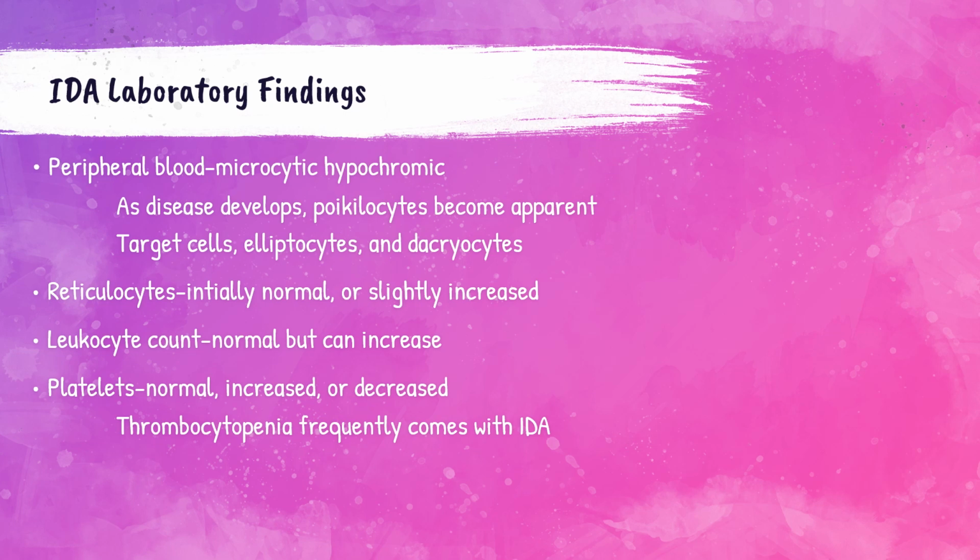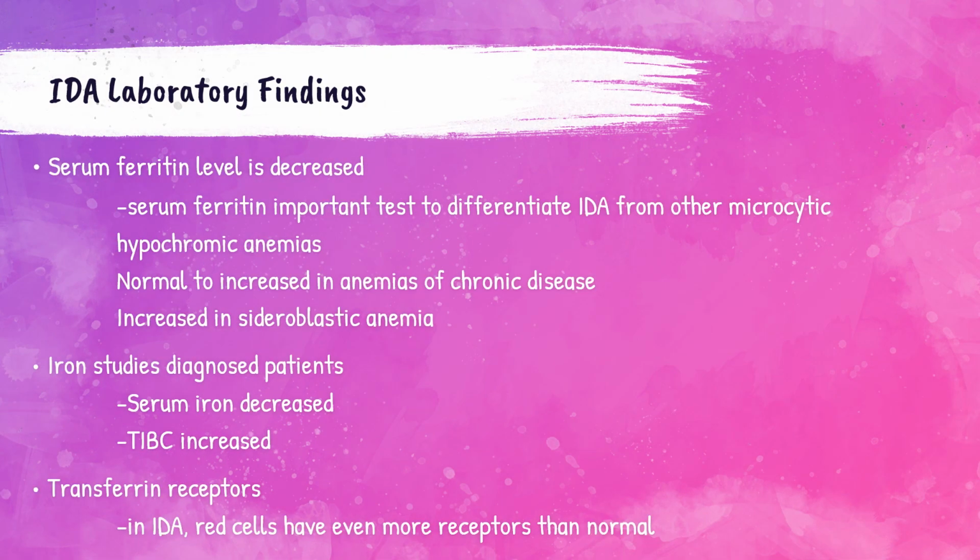At the last stage of IDA, you may find reticulocytes. White blood cell count is usually normal, but it can be increased. Platelets can be normal, increased, or decreased, but are frequently decreased with IDA. In terms of laboratory findings, an important test for IDA is serum ferritin. Serum ferritin will be decreased in iron deficient anemia patients. This helps to distinguish it from other microcytic hypochromic anemias, as anemia of chronic disease will have normal to increased levels of serum ferritin, and it will be increased in sideroblastic anemia. Serum iron will be decreased, and TIBC will be increased in patients with IDA. Transferrin receptors will be increased in patients with IDA because, again, the body has been trying to compensate for the lack of red blood cells present.